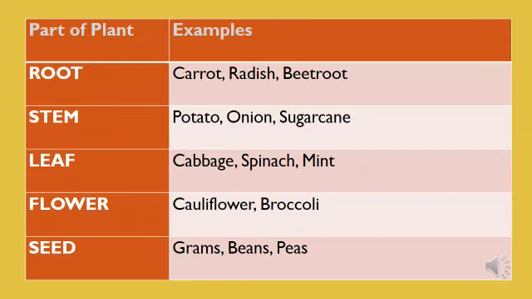Here are a few examples of the parts of plants that we eat. Roots may be of carrot, radish, beetroot, etc. Potato, onion, sugarcane are the stems. However, the edible parts of cabbage, spinach and mint are leaves. We eat flowers of cauliflower and broccoli. Seeds of plants like gram, beans, peas, corn, etc. can be eaten.